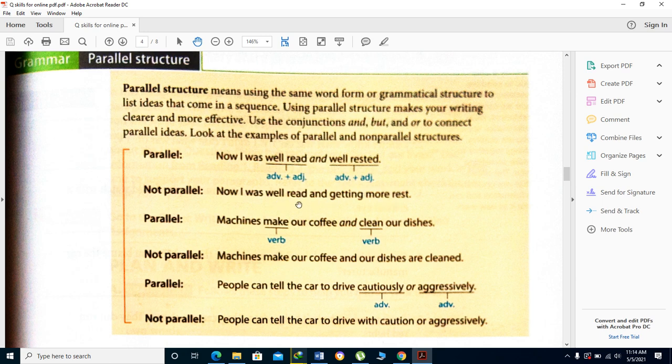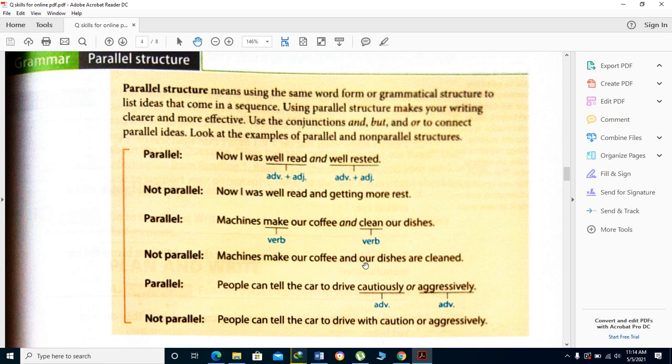Here we have an adverb plus adjective, but in the other part we have a verb plus ing and then more rest. So this is not parallel, this is not clear, this is not a good English sentence. There is another example. Machines make our coffee and clean our dishes. You can see here, machines make our coffee. Now this is a verb in its base form, and again you have a verb in its base form, so it sounds very correct.